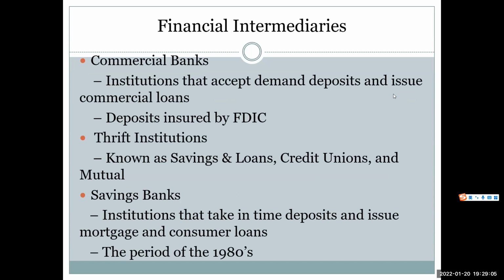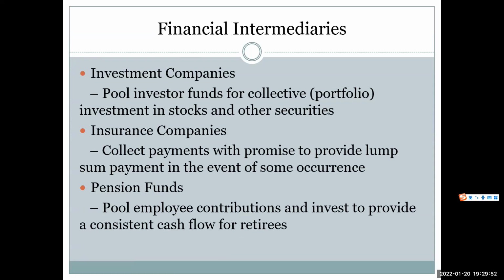As we have just discussed, we have many forms of financial intermediaries, like the commercial banks. That means institutions that accept demand deposits and issue commercial loans. And we also have deposits insured by FDIC. And we have thrift institutions like savings and loans, and the credit unions, and mutual savings banks, institutions that take in time deposits and issue mortgage and consumer loans. And we have some investment companies. These are pooled investor funds for collective investment in stocks and other securities.